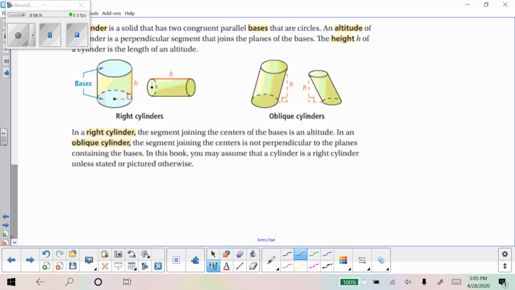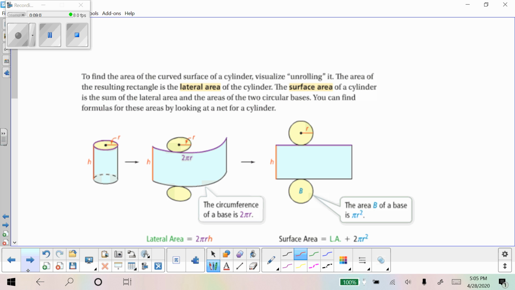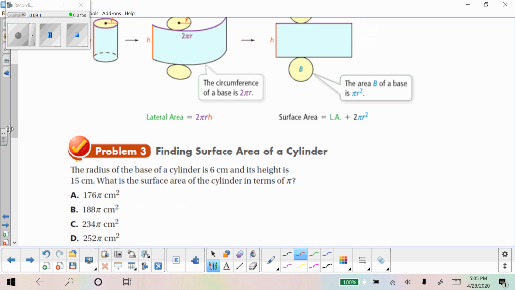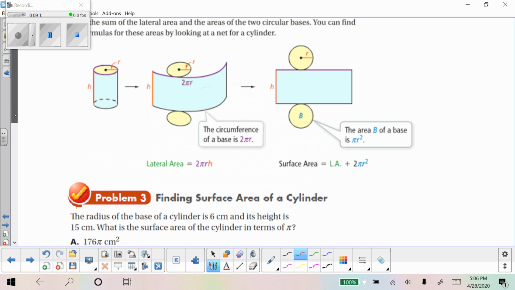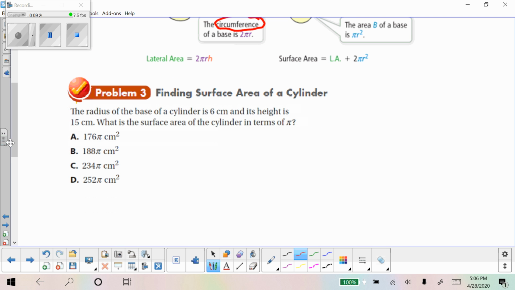So one thing about right and oblique cylinders, the way you find the surface area is pretty much the same. And cylinders are the same. It's just that when you unroll it, the perimeter is just changed to now the circumference. So really we're going to do it the same way. We're going to take the lateral area plus 2 bases.